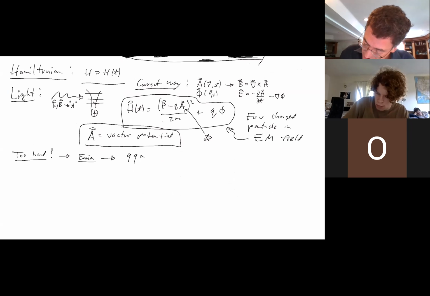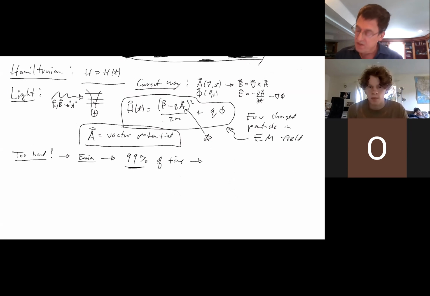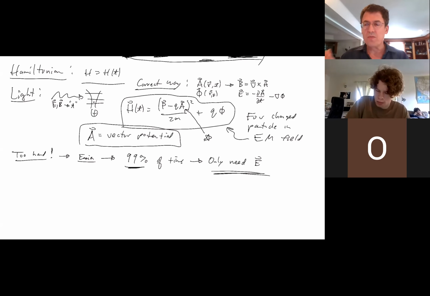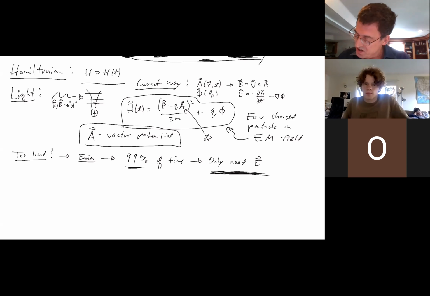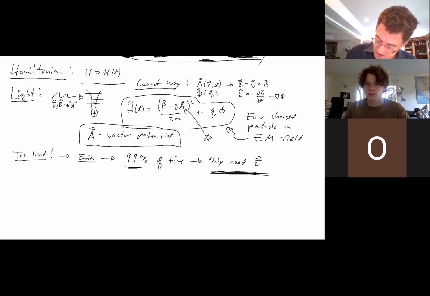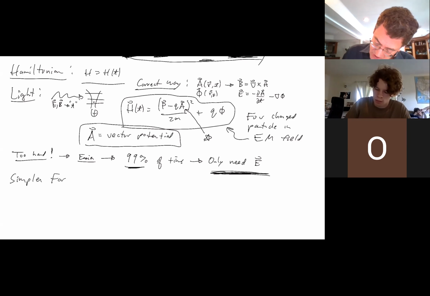Because 99% of the time, we only need the electric field. Okay, and so I just want to say that, like, for an electromagnetic wave, it has an E field and a B field, and they're changing in time in this complicated way. And to do everything correctly, you have to use the vector potential. But for most of the time, we can get away with a much simpler formulation. So the simpler formulation works 99% of the time. And so this is what we'll do in this class.